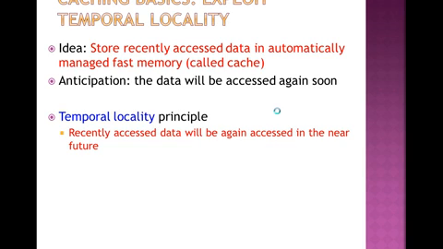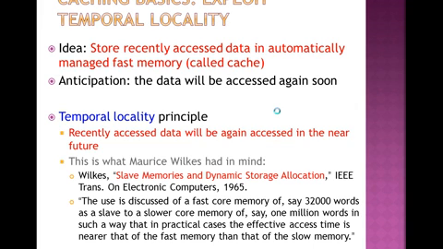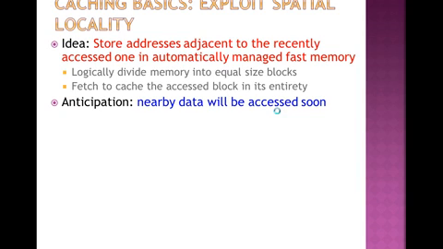Then the anticipation: the data will be accessed again soon. The temporal locality principle says recently accessed data will be accessed again in the near future. That is, data that is used will be accessed again very soon. This is what Maurice Wilkes had in mind, in Slave Memories and Dynamic Storage Allocation, IEEE Transactions on Electronic Computers, 1965.